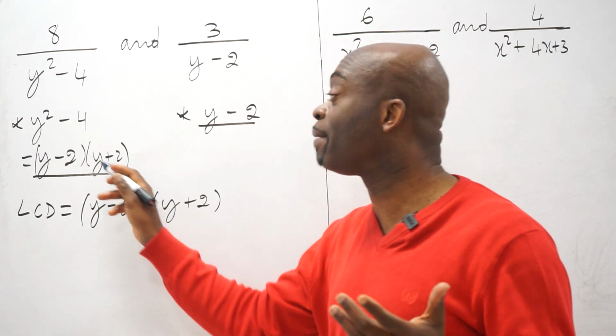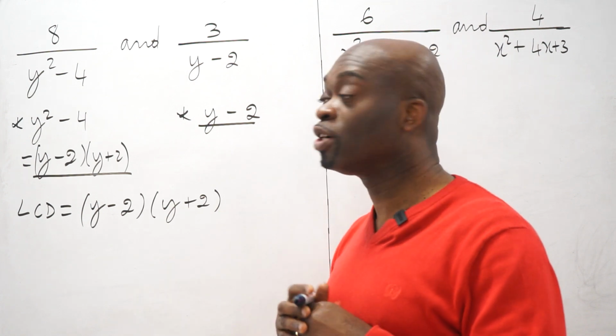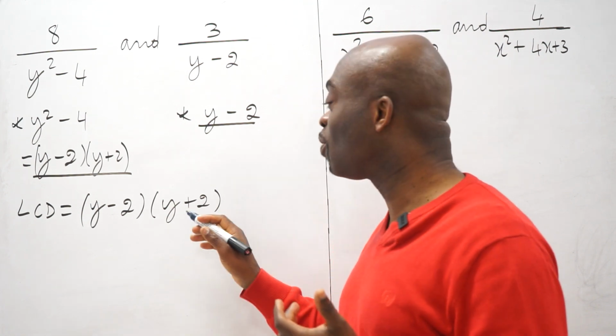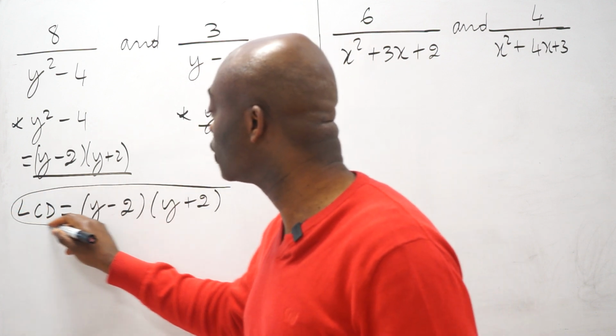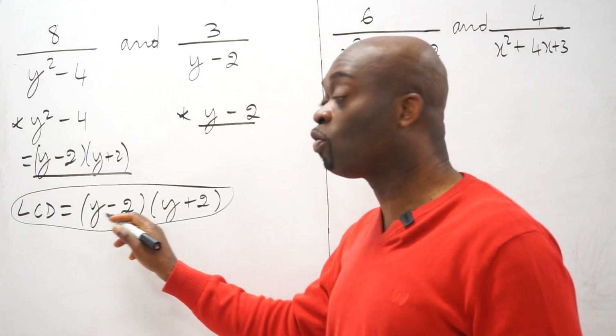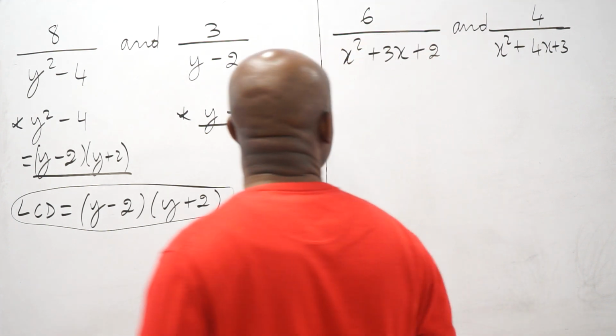Now let's go to y plus 2. Y plus 2 occurs here how many times? One time. And here, zero times. So that means we're going to take y plus 2 one time only. Ladies and gentlemen, you're finished. Your lowest common denominator is y minus 2 times y plus 2. Done.